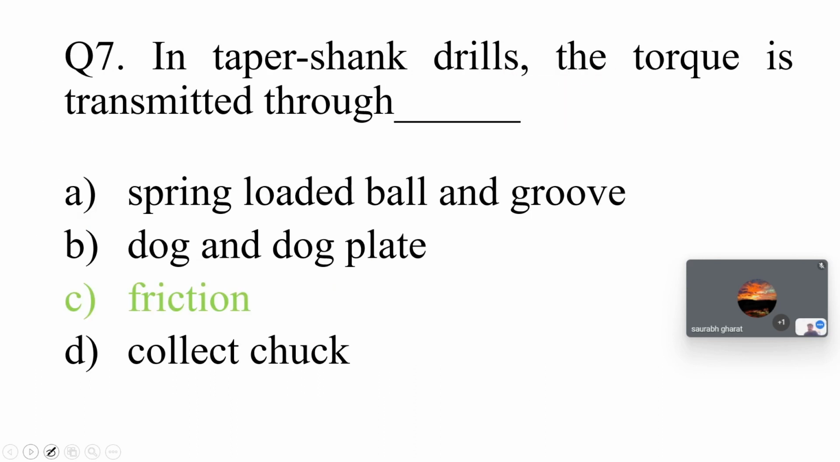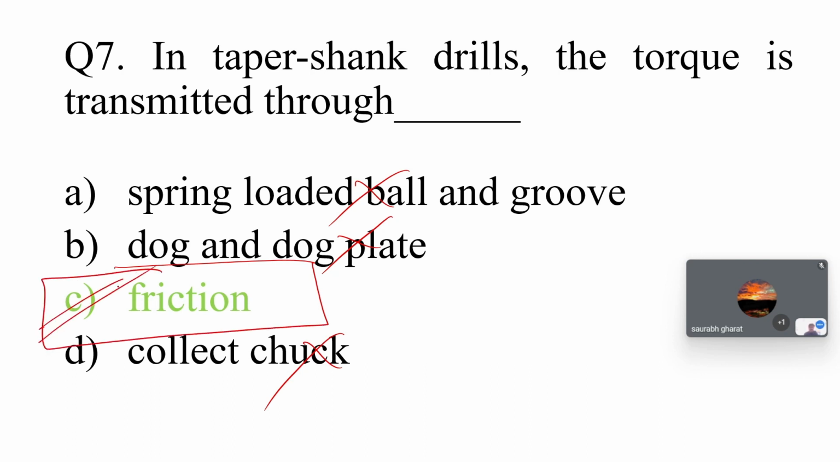So in a taper shank drill, the torque is transmitted through... Spring, notched, wall groove is wrong, dog is not there, collet is not there. You know, in a taper shank, what is actually happening? Morse taper, friction is the only correct answer. Okay, so you know the theory, only friction is the correct answer, because it is the friction by the taper that is creating the taper part.